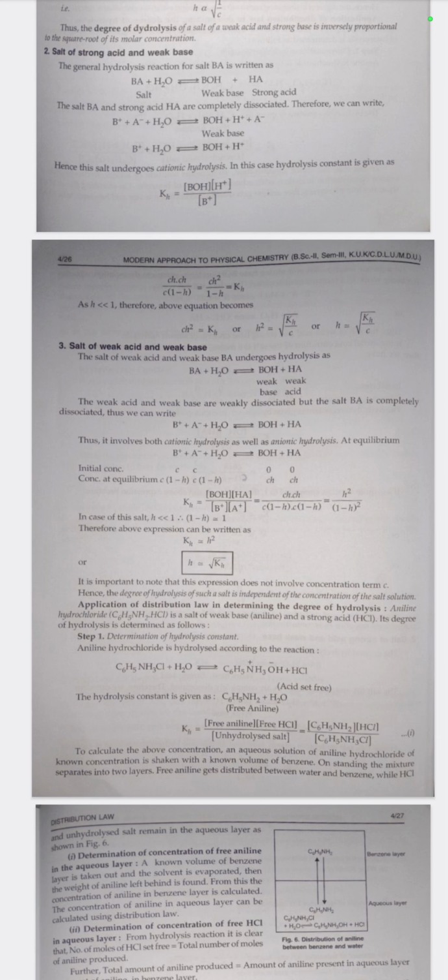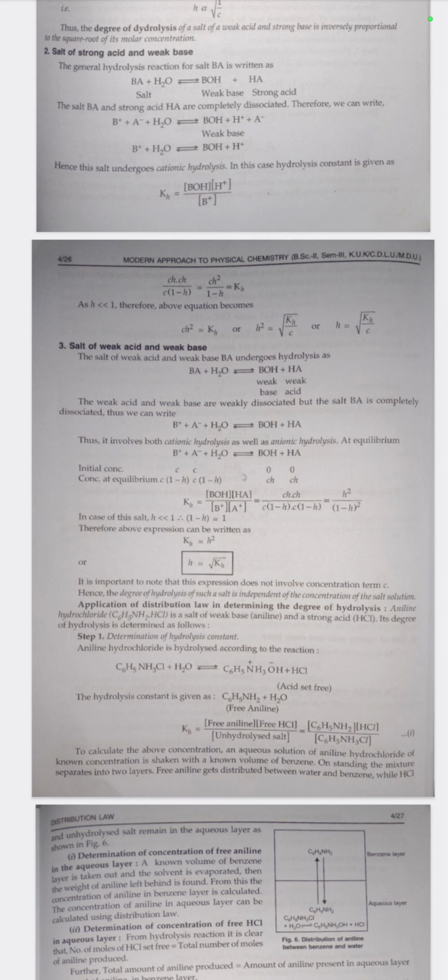The application of the distribution law in determining the degree of hydrolysis. Aniline hydrochloride, C6H5NH2.HCl, is a salt of a weak base and a strong acid. Its degree of hydrolysis is determined as follows. Step first, determination of hydrolysis constant. Aniline hydrochloride is hydrolyzed according to the reaction C6H5NH3Cl plus H2O in equilibrium with C6H5NH3OH plus HCl. The hydrolysis constant is given as Kh.